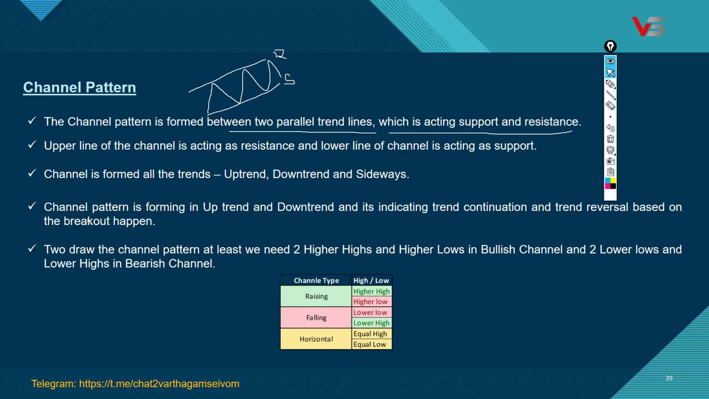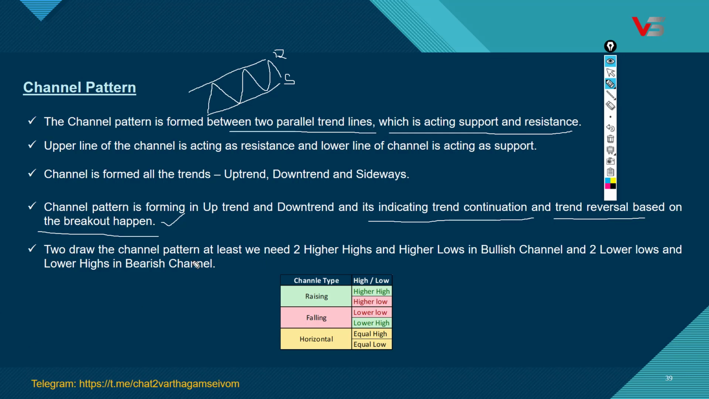The fourth point: the channel pattern forms in uptrend and downtrend, and it indicates the continuation or trend reversal based on the breakout. The channel pattern can be formed in any trend. In this point we have to note that it is indicating trend continuation and trend reversal based on the breakout. The breakout will determine the trend continuation or trend reversal.